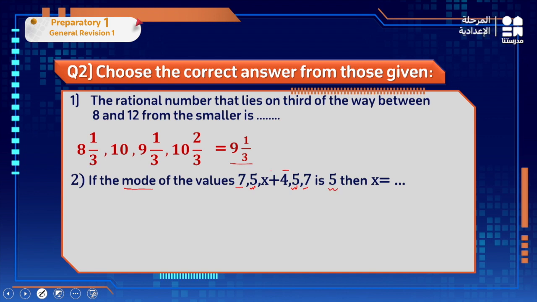So this term or this number should be 5. X plus 4 equals 5, so x is 1 to be repeated more. And we have choices 1, 4, 5, or 7. The correct answer is 1.